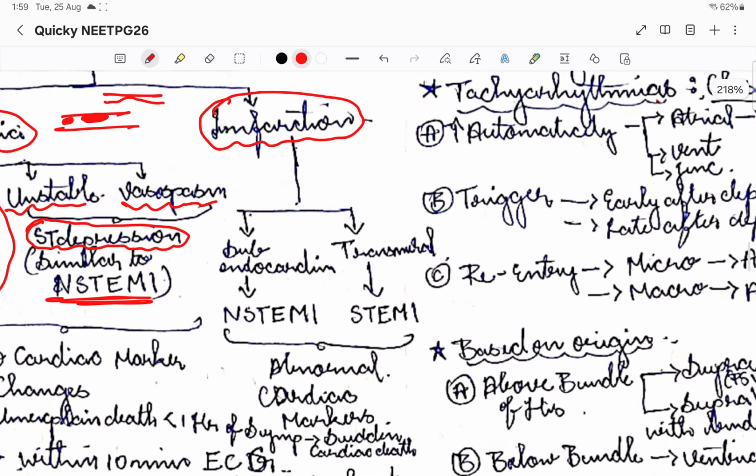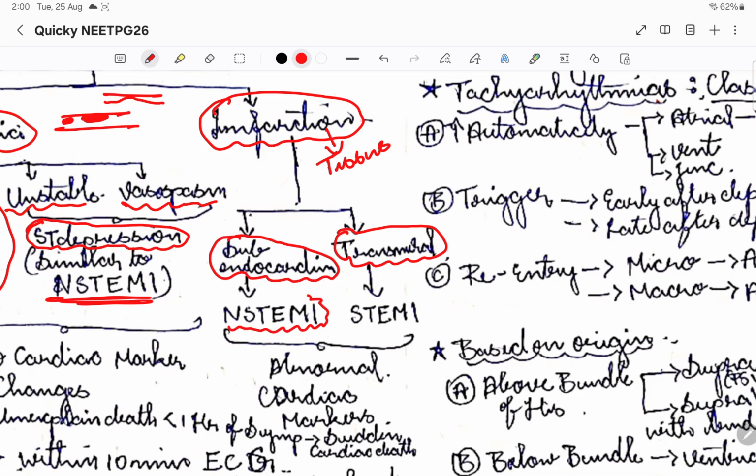This was ischemia, that is, reduced blood flow. In infarction there is death of the tissue, whereas in ischemia there is no tissue death. In infarction there are two kinds. One is subendocardial tissue damage, whereas the other is transmural, meaning all three layers of the heart are damaged. If only the subendocardium is damaged, then it is going to be NSTEMI on ECG, non-ST elevation myocardial infarction.